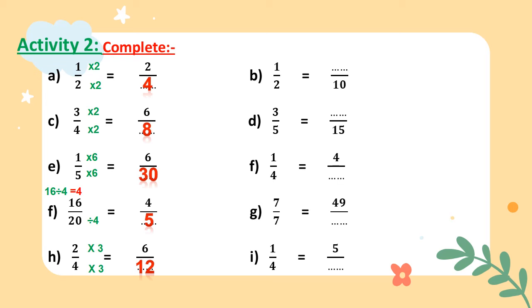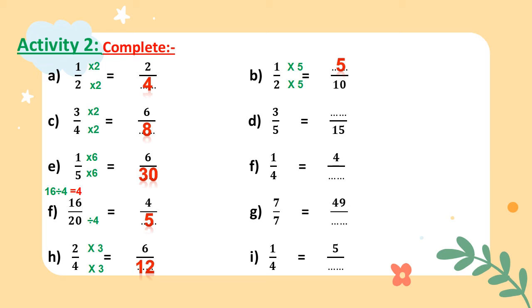Question B. Half equals what? 2 by what gives you 10? 2 by 5. So I'm gonna make 1 by 5 too. Okay? I multiply the same number by the numerator and the denominator. Don't forget.